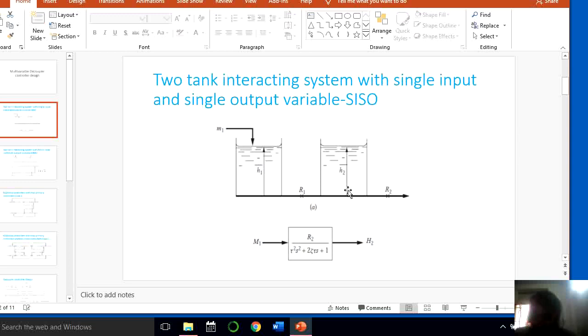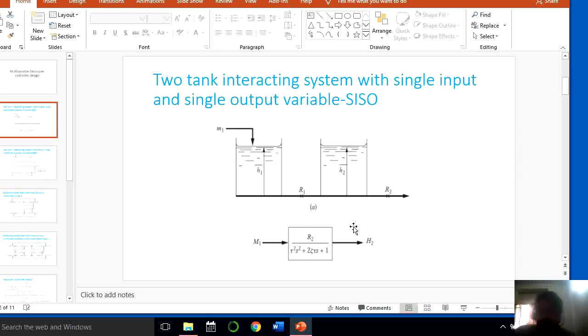Every one of you watching this lecture, secondary and IB section students, will know very clearly that we can relate this H2 with this M1 variable, that is the input flow rate for the first tank, through a transfer function something like this: R2 divided by tau square s square plus 2 zeta tau s plus 1. Okay, so I hope you are quite comfortable in understanding this particular slide.